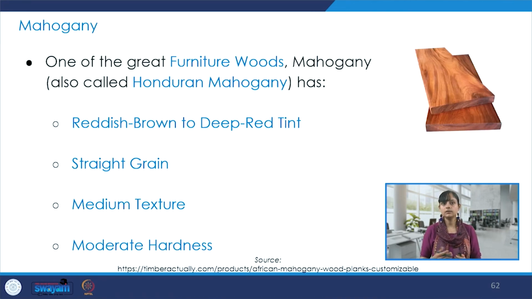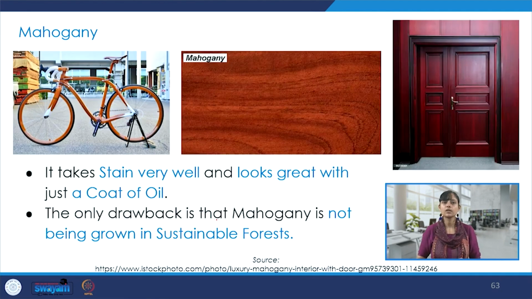Then there is mahogany, one of the great furniture woods, also known as Honduran mahogany. It has these attributes: reddish brown to deep red tint, straight grain, medium texture, moderate hardness. And it also stains very well. It looks great with just a coat of oil if you apply that. The drawback is that it's not being grown in sustainable forests. So if we are really concerned about the impact on the environment, then we have to think about our choices.